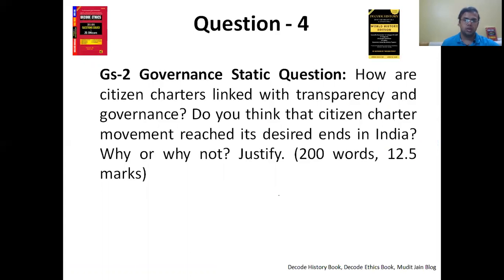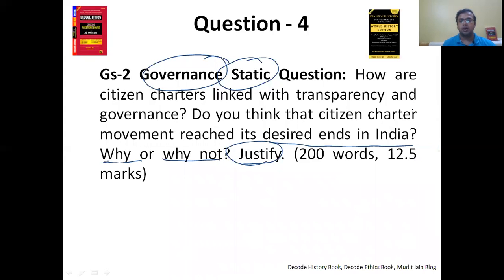Fourth question, it is a governance static question. So the question is, how are citizen charters linked with transparency and governance? Do you think that the citizen charter movement reached its desired ends in India? Why or why not? Justify. Now see, again it is a view based question, and here it is explicitly mentioned to justify. So in the previous question it wasn't mentioned, but you did justify. Here you are already told to justify, so you won't miss it. In the previous question you could have missed.